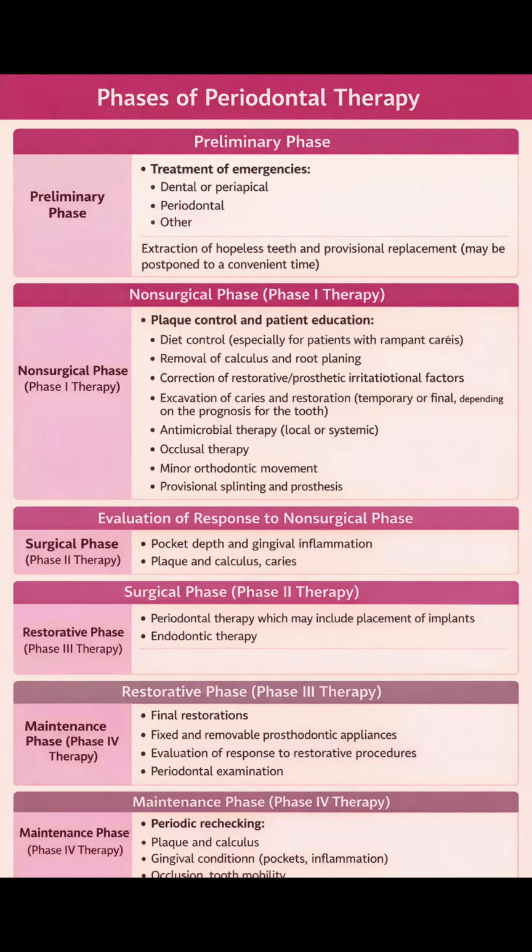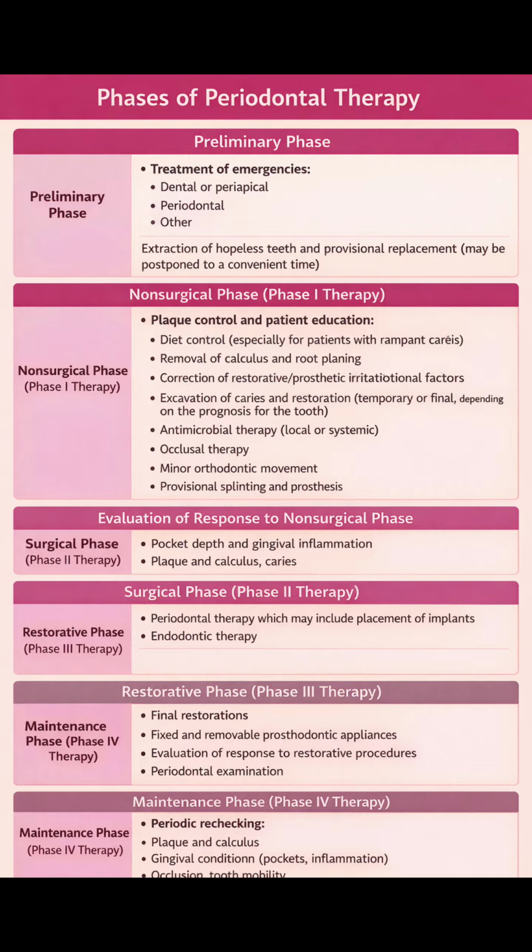Then is phase 3, the restorative phase. Once the periodontal health is stabilized, we move to the restorative phase. This phase focuses on restoring the function, aesthetics, and occlusal harmony. It includes final restorations, crowns and bridges, fixed or removable prostheses, and endodontic therapy if required. Periodontal stability is essential before final restorations.